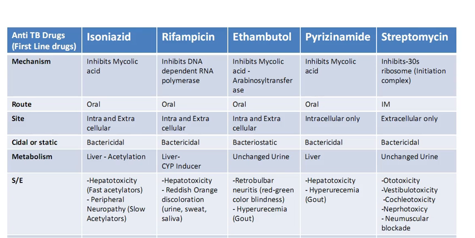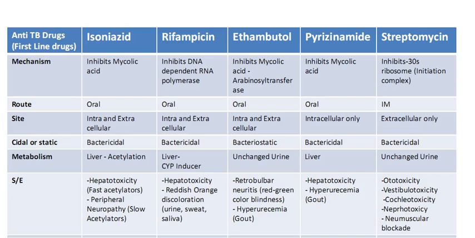Now let's move on to the third drug, that is ethambutol. Ethambutol, like isoniazid, is known to inhibit mycolic acid synthesis. But in particular, it has been shown that ethambutol inhibits one particular enzyme called arabinosyl transferase, and thereby it inhibits mycolic acid synthesis. Ethambutol, like isoniazid and rifampicin, is available as an oral tablet. The site of action of ethambutol is both intracellular as well as extracellular.